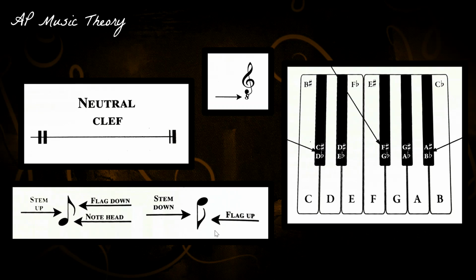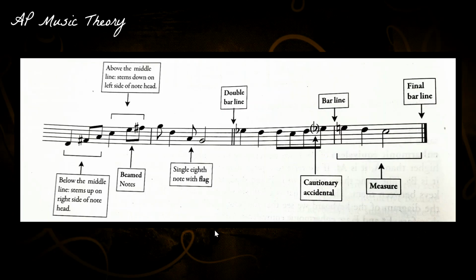Other music notation symbols are the bar line. Let's go with this. The bar line, the vertical line that divides the staff into measures. We have each measure, so this is the bar line, and then we have each measure between each line. We have the double bar line in the middle here, two lines that signal the end of a section of music. And then we have the final bar line, which indicates the end of the piece or composition.